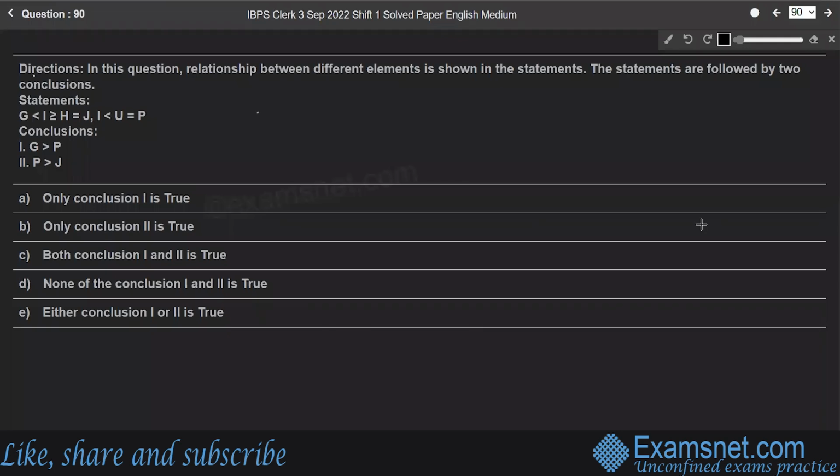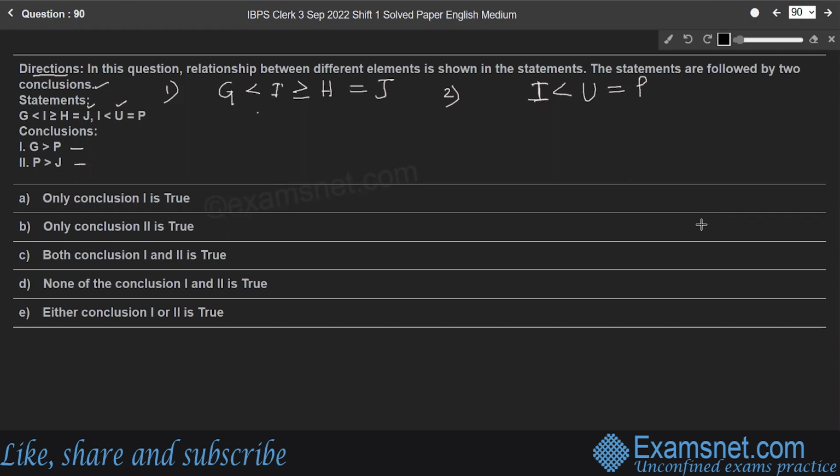Question 90. Here the direction is, in this question, relationship between different elements is shown in the statements. The statements are followed by two conclusions. So here are two parts in statements. The first part is G less than I greater than or equal to H is equal to J. This is the first part. Whereas in the second part, I is less than U is equal to P. Right? Here the first conclusion is G greater than P. How are G and P related?